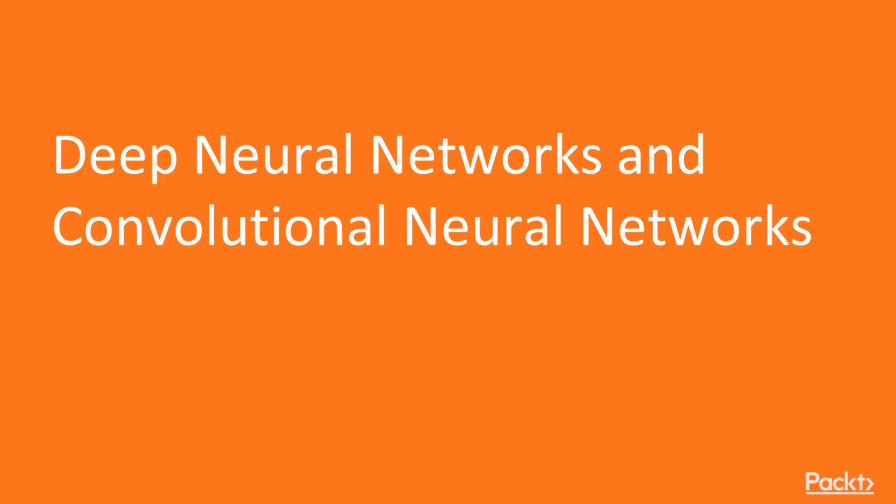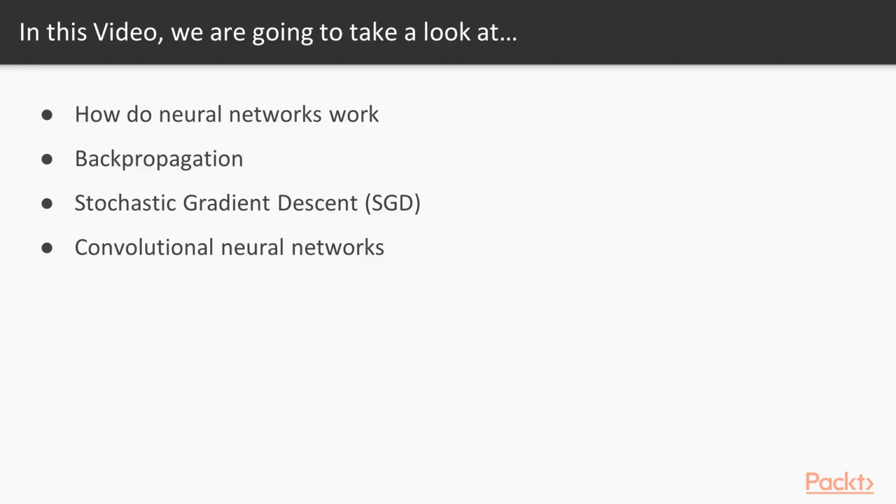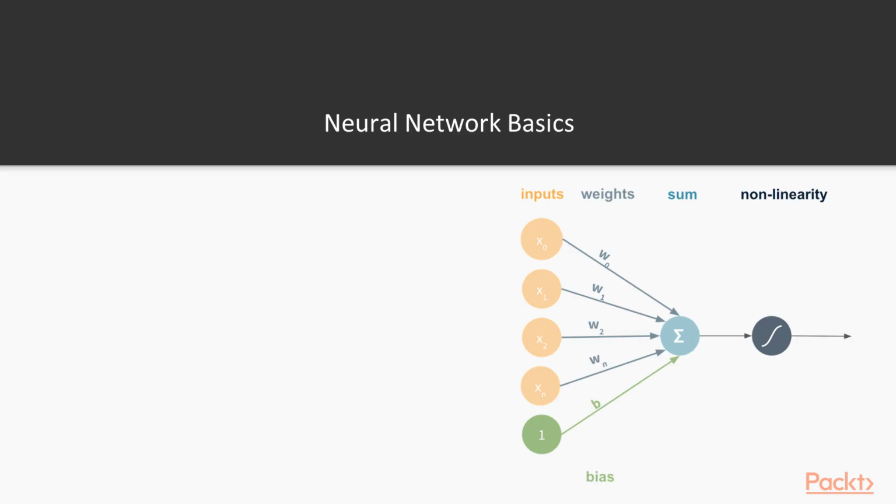So welcome to Deep Neural Networks and Convolutional Neural Networks. In this video, we're going to talk about how neural networks work, how we train them with backpropagation, how they're learned with stochastic gradient descent, and specifically we're going to dive into the mechanics of convolutional neural networks and why they're good for images. So first, to cover some neural network basics, on the right is a very simple neural network.